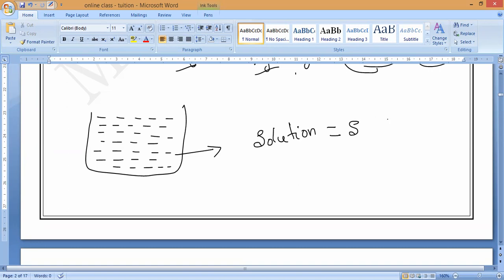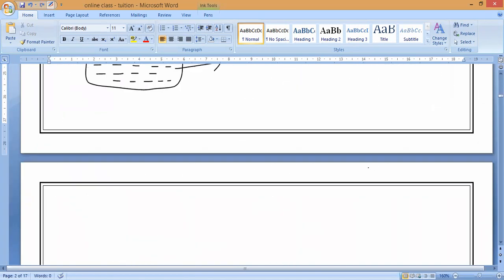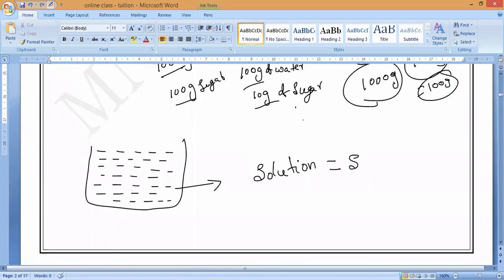Solution is equal to solvent plus solute, not solute plus solvent. Understand? First the solvent should come, then the solute. Because who has the higher percentage, solvent or solute? Solvent has the more percentage, so solute should come next.